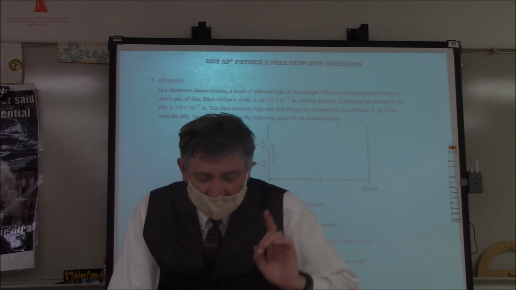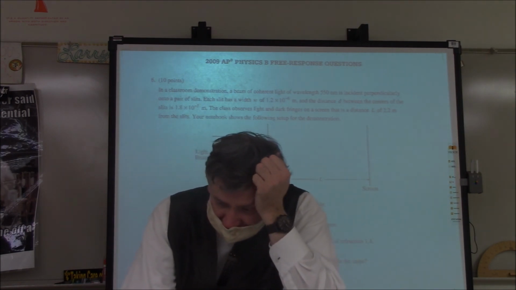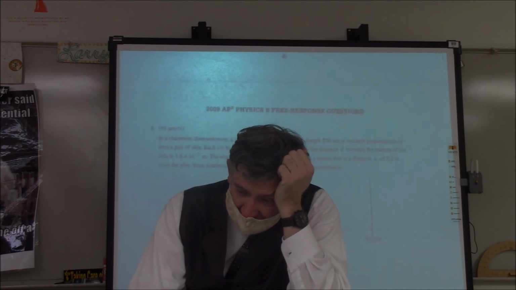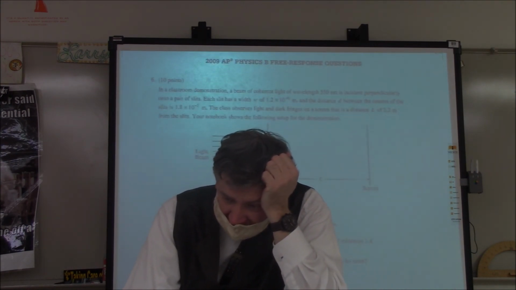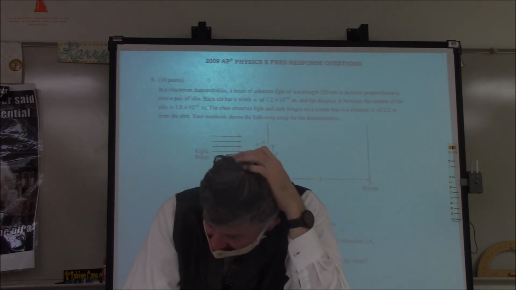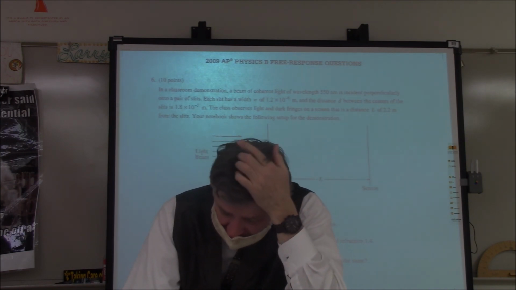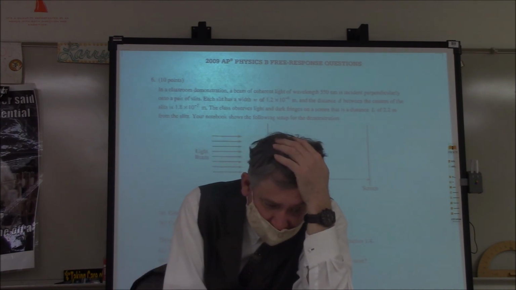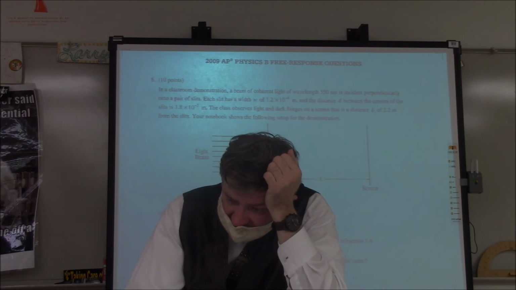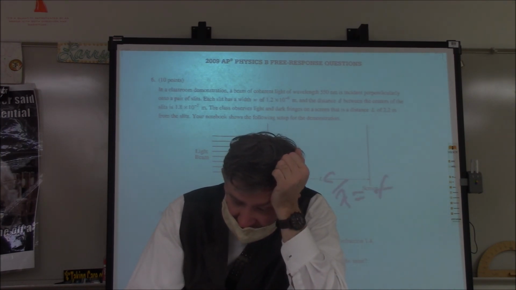All right, now let's talk about this. On this problem, you want to calculate the frequency of the light. So what are you going to do there? C divided by the wavelength. Yeah, you just take C divided by wavelength. That's going to get you that frequency.